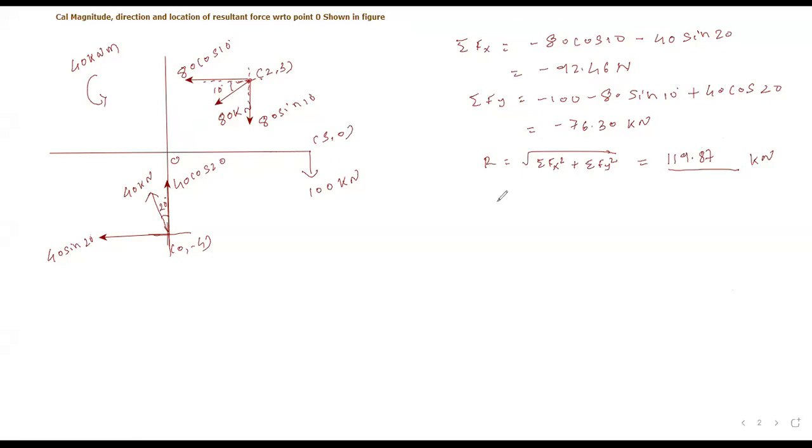Let me calculate 10 alpha. Yes, it is the right answer. 10 alpha more sigma fy divided by more sigma fx. Please give me answer of alpha only. I want alpha.